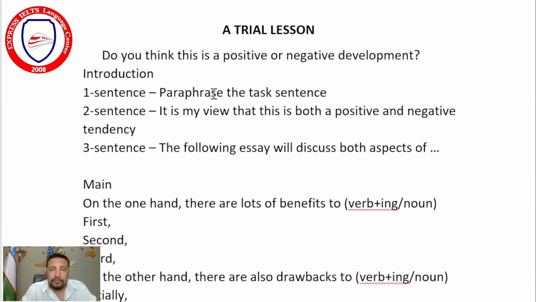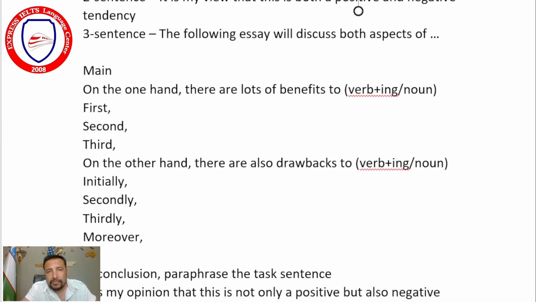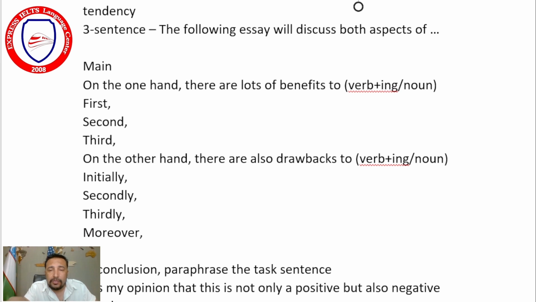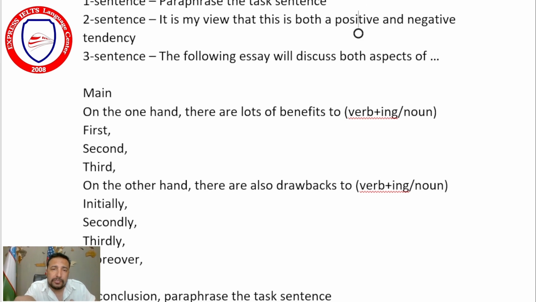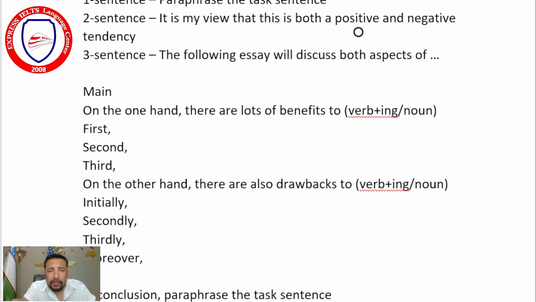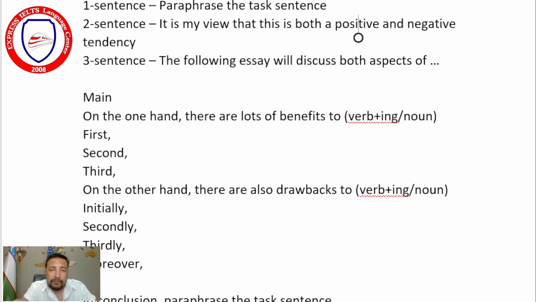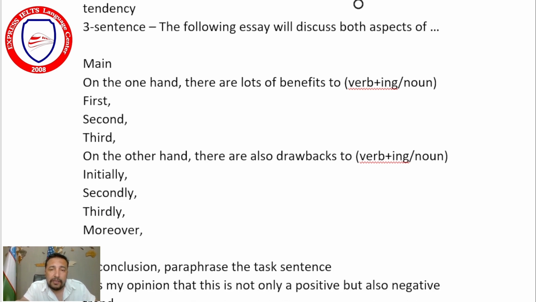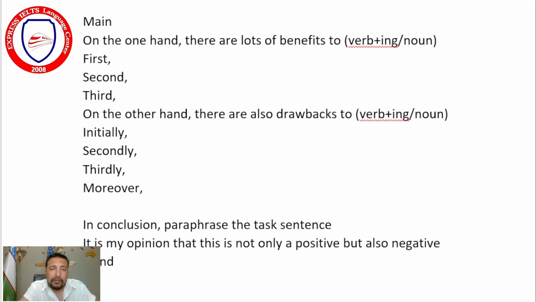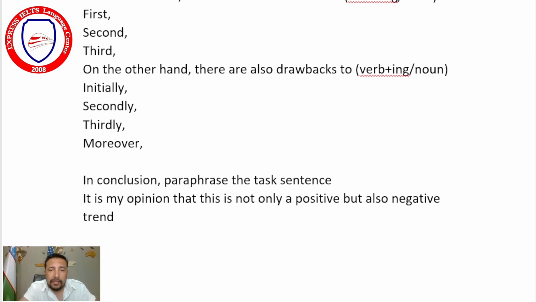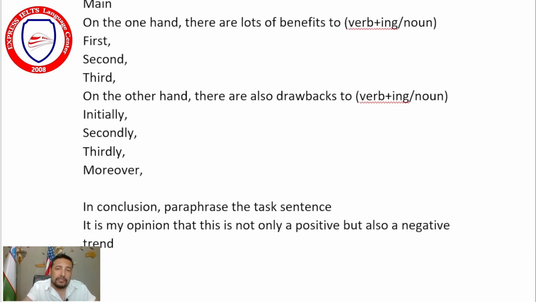Firstly, you need to paraphrase, then you should answer the question, then you should write the purpose of the essay, like the following essay will discuss. Do not use personal pronouns like I'm going to describe something. Then do not forget to give a topic sentence, I mean, on the one hand, there are lots of benefits, because the examiner should understand what the paragraph will be about. Then you should give ideas here, then the conclusion. You should paraphrase the task sentence, and one more time you should mention what kind of tendency this one is. Okay, the structure would be like this.